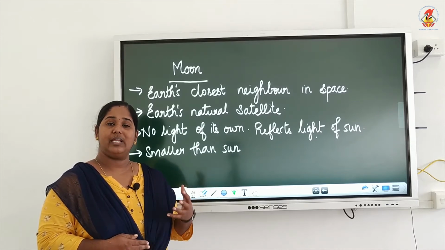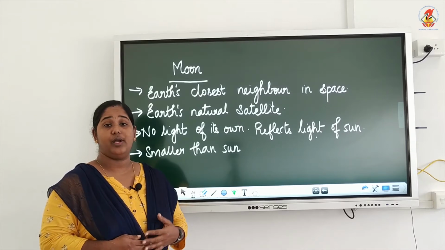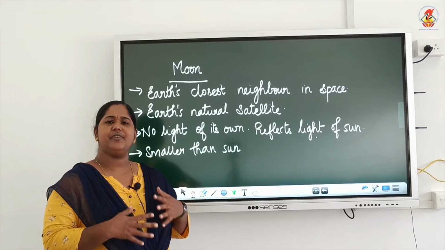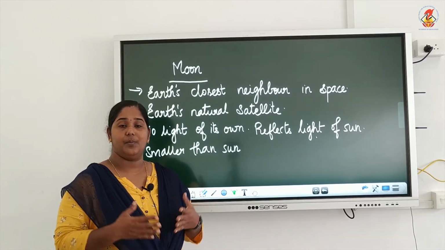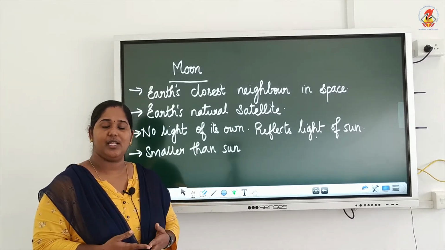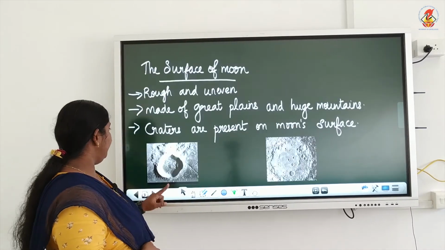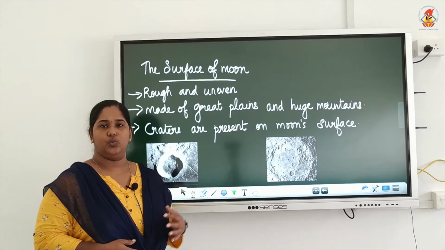Moon is about 3,84,400 kilometers away from us. There are different interesting facts about Moon which we are going to learn in this chapter. First, let us study about the surface of Moon.